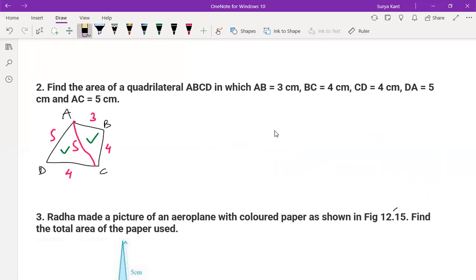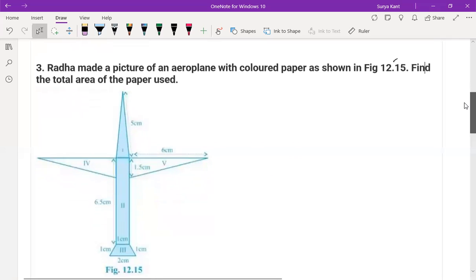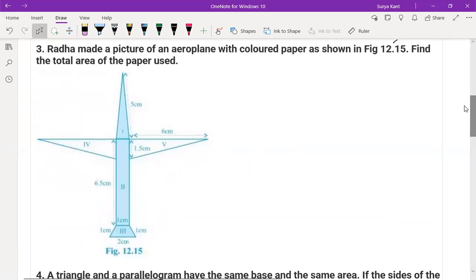Now next question is question number 3. Radha made a picture of an aeroplane with colored paper as shown in figure 12.15. Find the total area of the paper used.